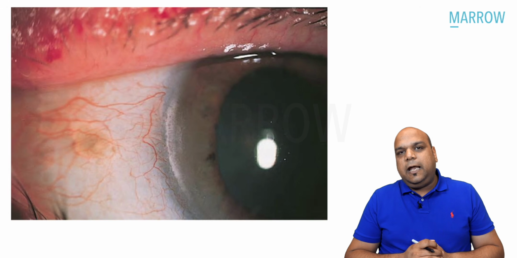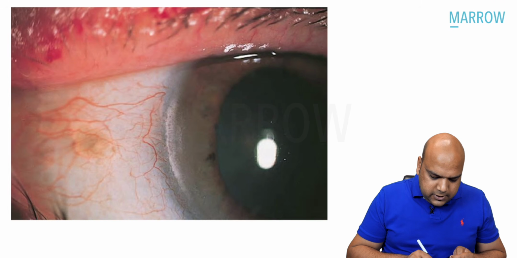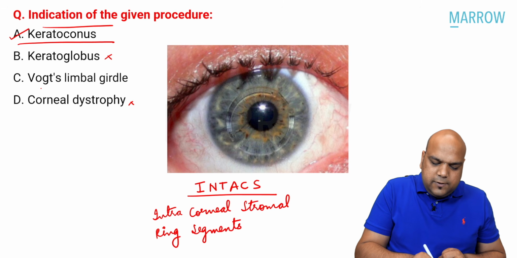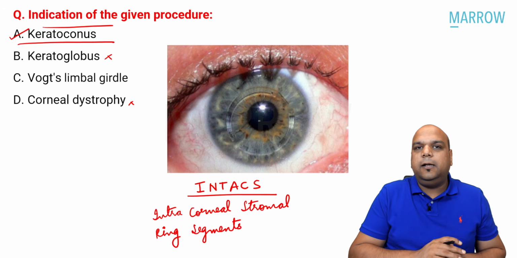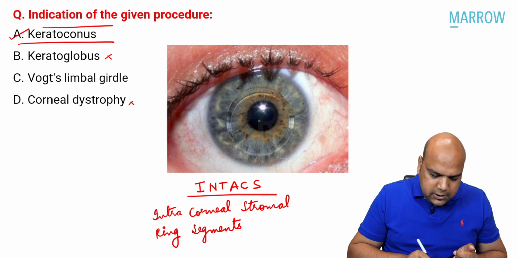Now, this image I like to show you because this was a new option. For the first time, I saw this option in a question in NEET-PG. Keratoglobus, corneal dystrophy, all of us know. But what is Vogt's limbal girdle? Because this was a new option. I'm showing you the photograph. Option C, Vogt's limbal girdle.